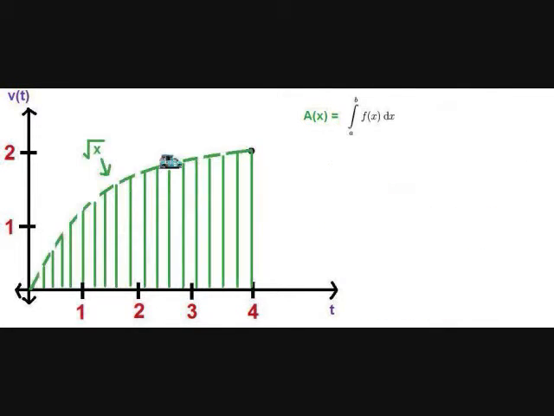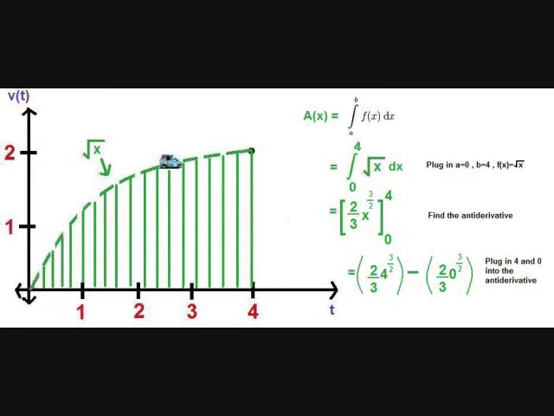To find the area of Zarifa Tifa, replace a with 0, b with 4, and f of x with square root of x. Then find the antiderivative of square root of x. Next, plug in 4 and 0 into the antiderivative and subtract. The area of Zarifa Tifa is 16 over 3.